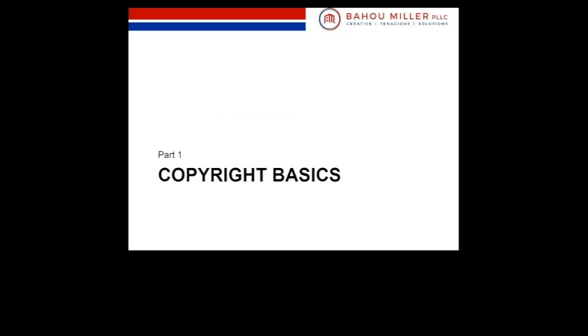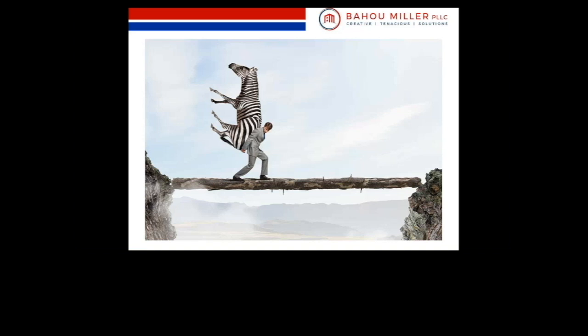So let's begin with part one, copyright basics. I've got this picture here both for comedic purposes and to keep your attention. Today we're going to be bridging some issues here, but there are a lot of complicated issues, much like carrying something across a bridge over an overpass or a deep gully, and particularly if you're carrying a zebra. We'll also use this picture to go through some of the concepts of copyright law today.